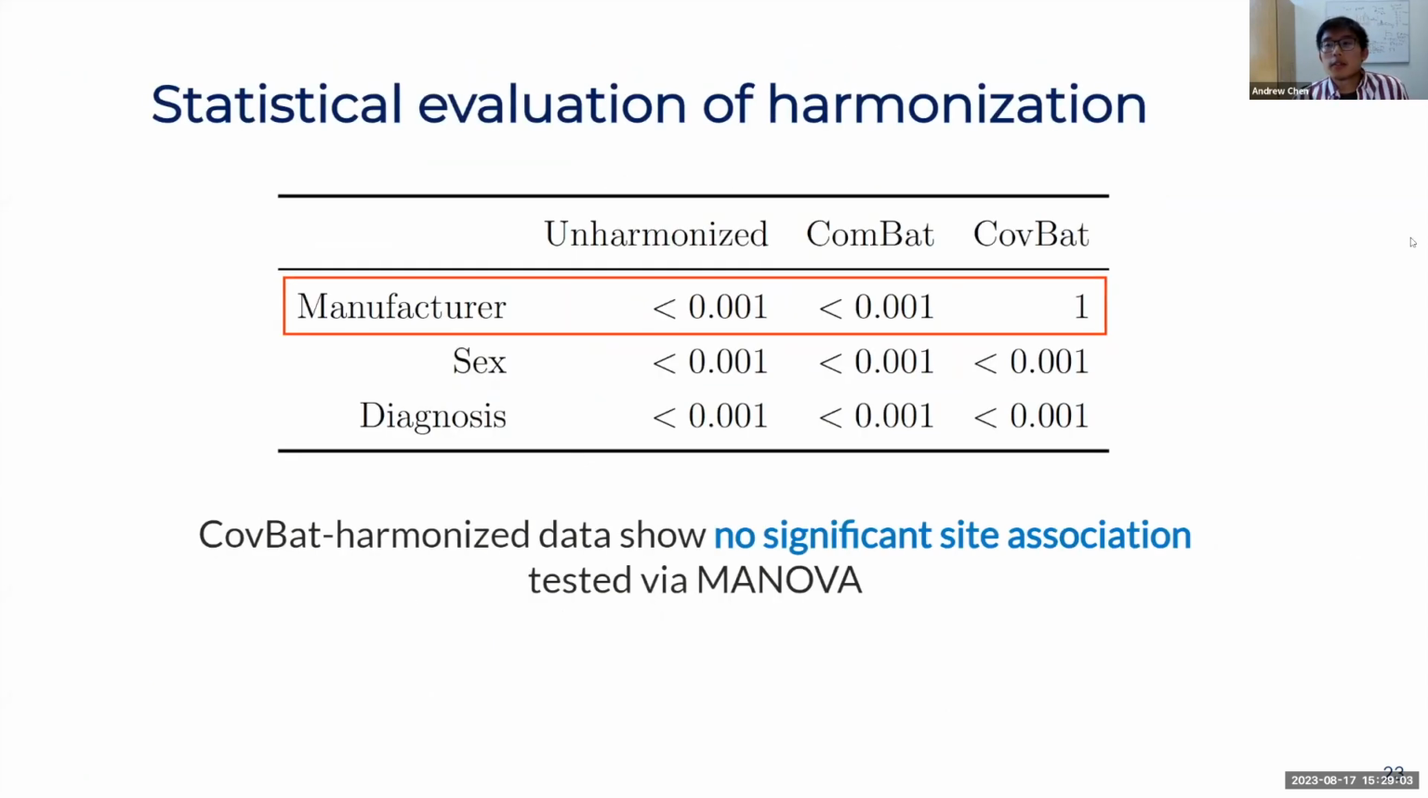So for the first one, we used a traditional test, just a multivariate analysis of variance. And we found that prior to performing harmonization, there's a significant effect of manufacturer across the sample. And once we apply ComBat, which doesn't really address the multivariate effects, we still see that significant site effect. And finally, after applying our method, we're able to achieve a non-significant test result for manufacturer while still maintaining significant associations with sex and diagnosis.